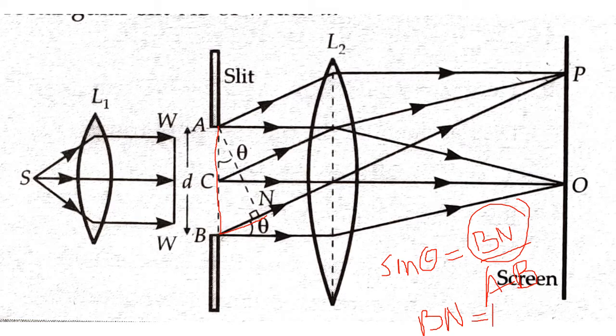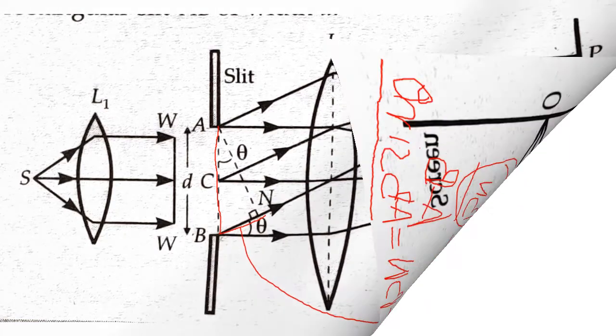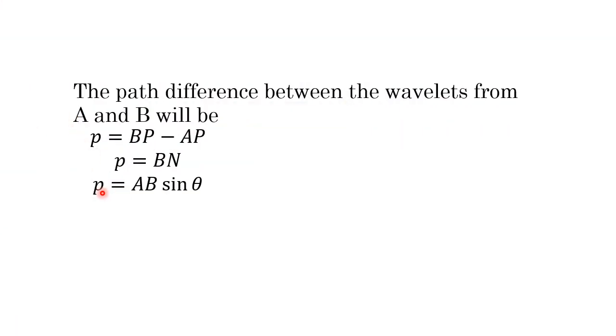So I can write my BN equals AB sine theta. So this extra path difference can be written as AB sine theta. So path difference equals AB sine theta.